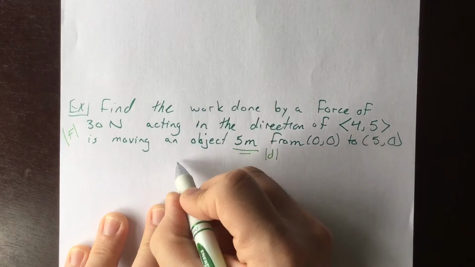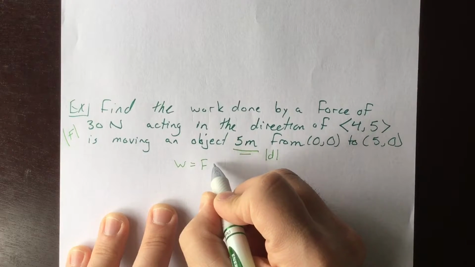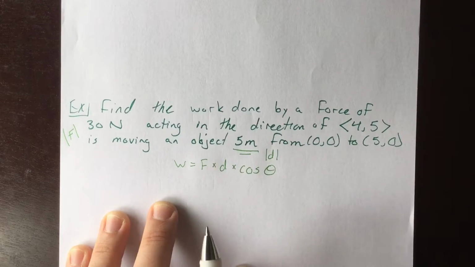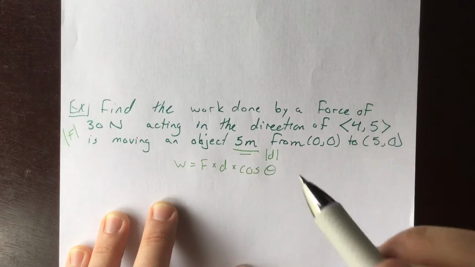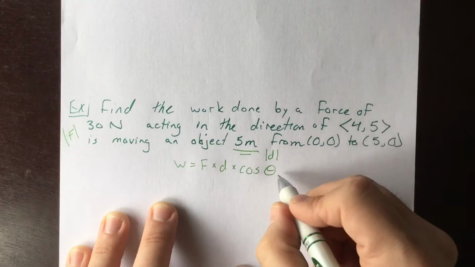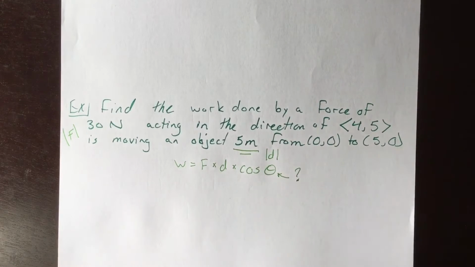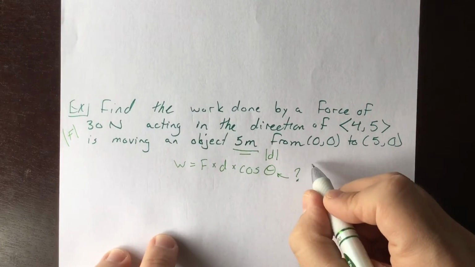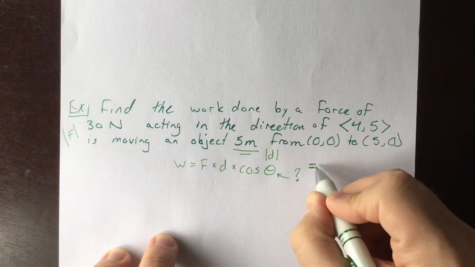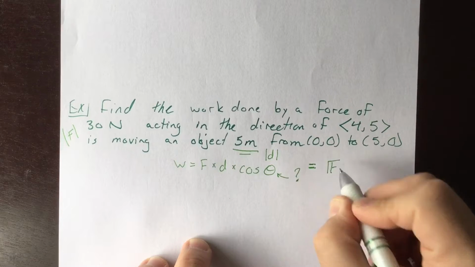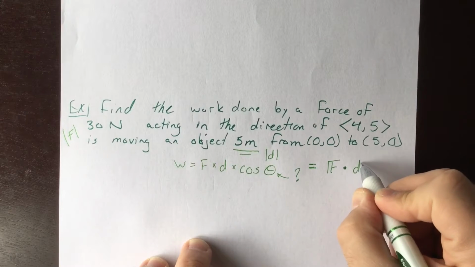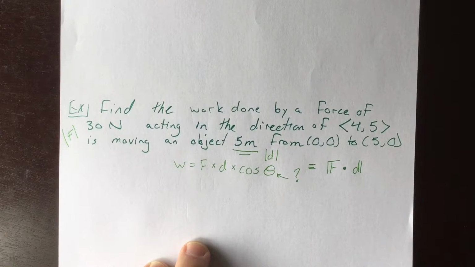So let's think for a moment. We've been using the magnitude of the force multiplied by the magnitude of the displacement multiplied by cosine of theta, theta being the angle of the force from the displacement. We don't have that. We do not know this theta. So what we can use here is actually the last version of our work formula, where we take the force vector and perform the dot product on the displacement vector. So how are we going to do that?